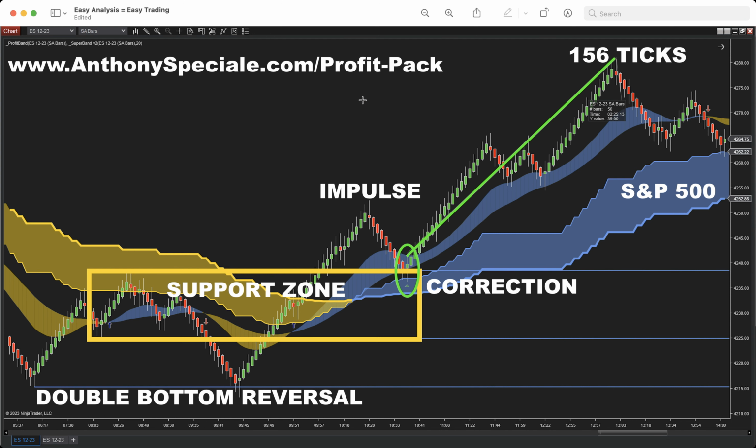So I want to talk about this, guys. This isn't about the 156 ticks. It's not. This is the S&P 500. Yes, that's a substantial move. Yes, it worked out beautifully. That I don't care about. What I'm talking about in this video is market structure, price action, okay?